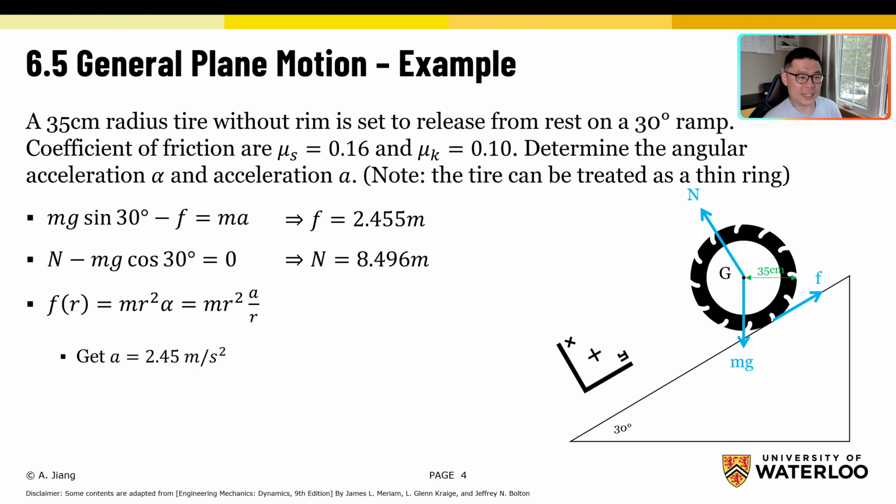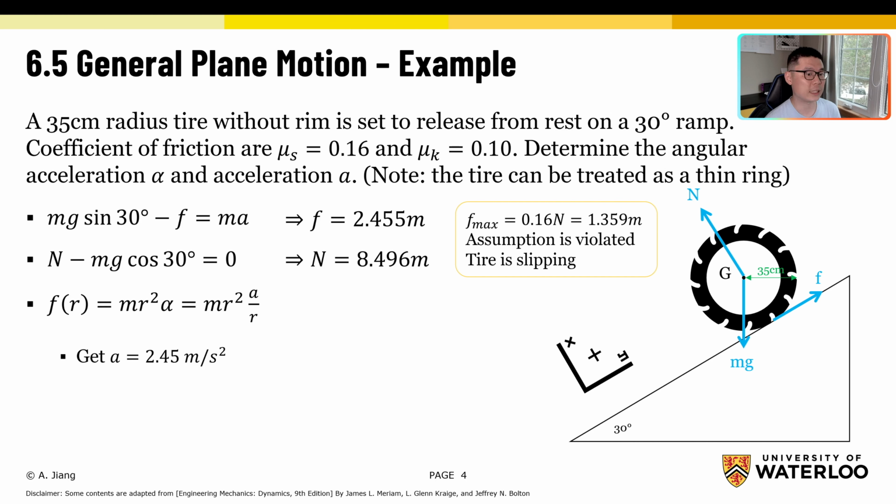Well, since I'm asking you like this, of course not. When it involves friction, we always want to double check if there is enough friction force to prevent slipping, or if there is any slipping happening. The static friction coefficient is 0.16, which gives us the maximum static frictional force of 1.359 m. But from the calculation, we need 2.455 m, which is more than the static friction. Therefore, the tire is slipping while rolling down the ramp.